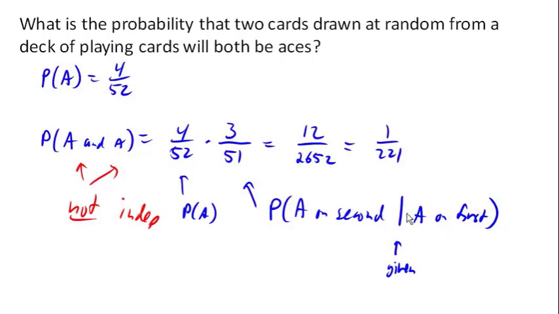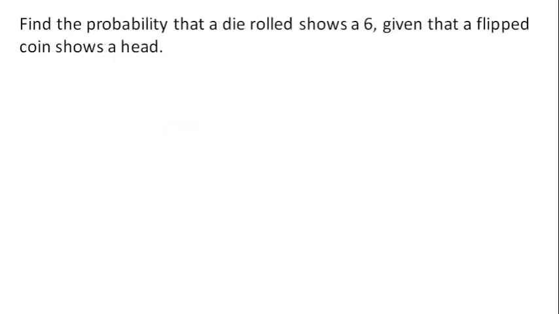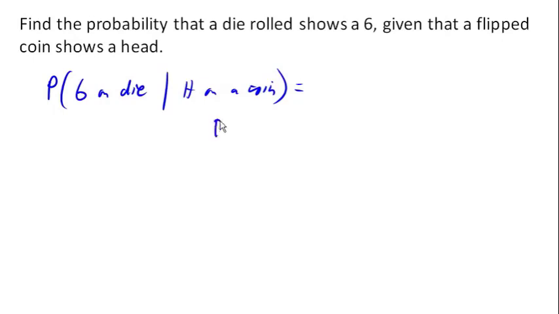Okay, so again, this is called a conditional probability. Now, let's look at another case. Let's find the probability that a die rolled shows a 6 given, so again, this is a conditional probability, given that a flipped coin shows a head. So this is the probability of a 6 on a die given head on a coin. Now, in this case, we need to ask ourselves, are these two events independent? And the answer is yes. So in this particular case, the coin doesn't matter. Why doesn't it matter? Because these are independent events. So the probability of rolling a 6 on a die is the same as always. It is 1 out of 6.